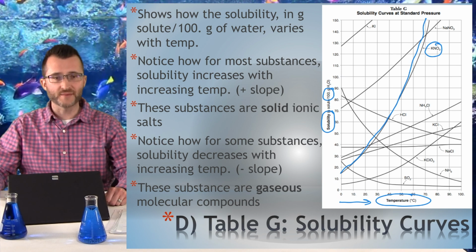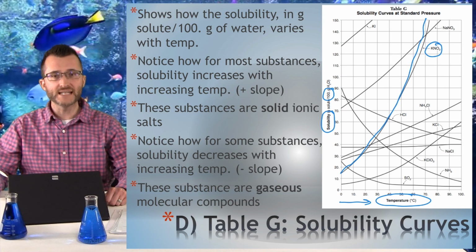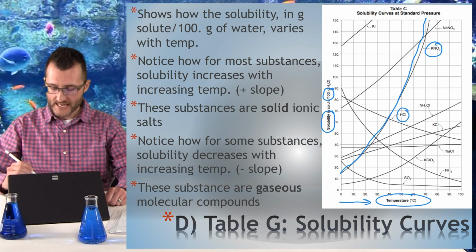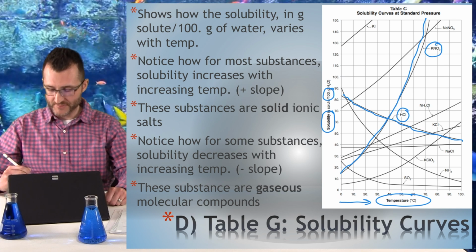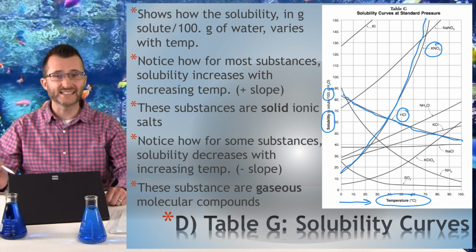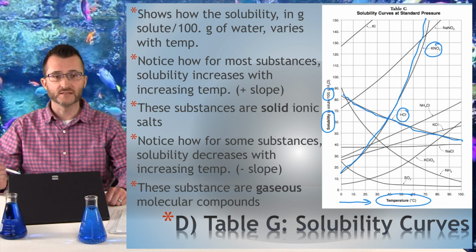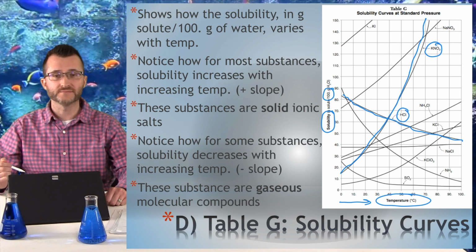Notice how for some substances, solubility decreases with increasing temperature. That would be a negative slope. So if we take a look at something like HCl, HCl has a downward sloping curve. That means as temperature is increasing across the x-axis, the solubility is actually going down. We fit fewer grams of solute in 100 grams of water. These substances are gaseous molecular compounds.